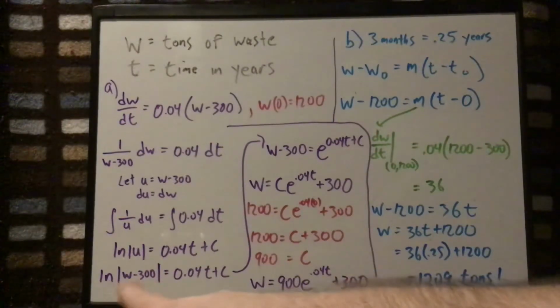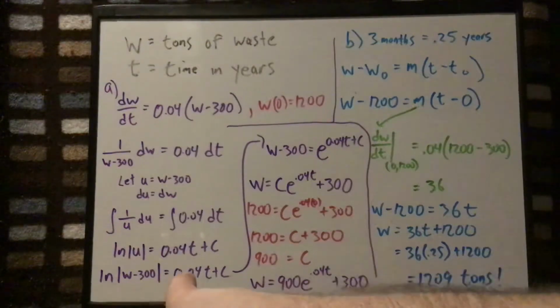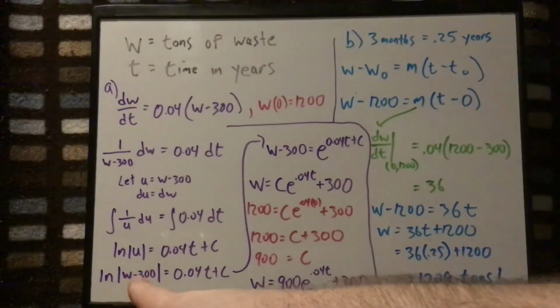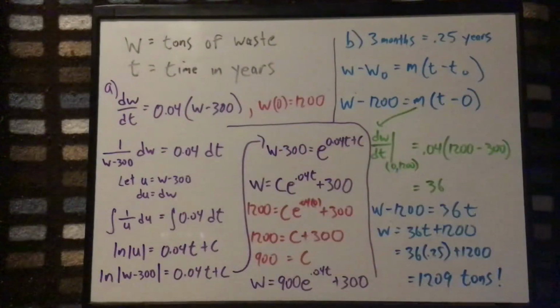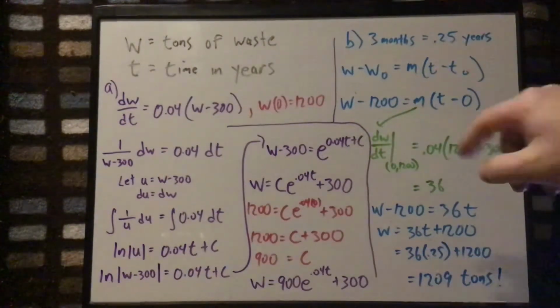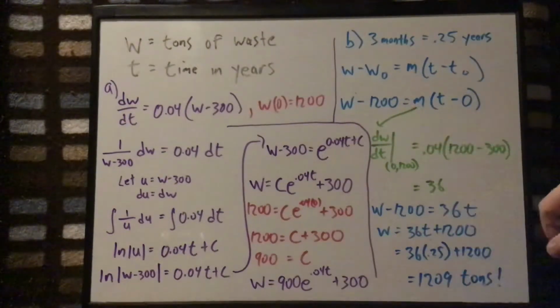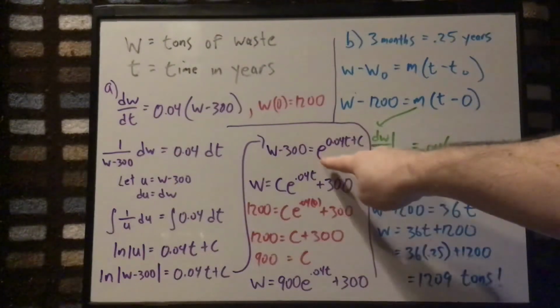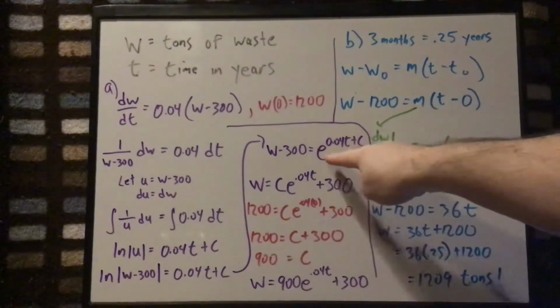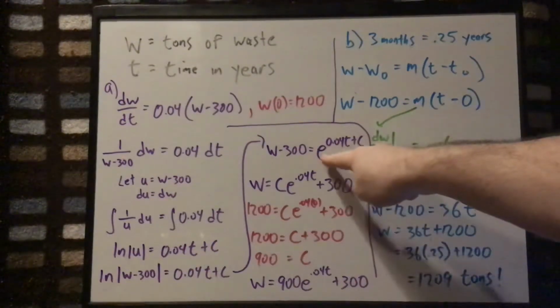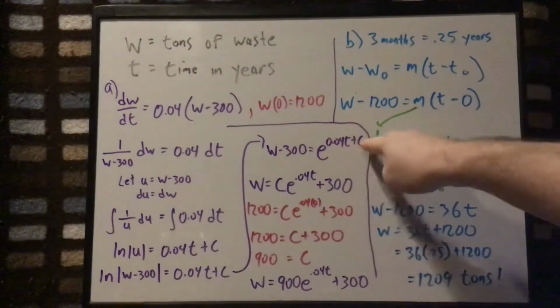So once again, I get rid of the absolute value bar and just make this natural log of w minus 300. And then to get rid of the natural log, we do the little thing with e. It's e to this power equals what's inside the natural log. So all of that is written here. I also use the trick where I get the plus c out of the exponent. So if you've been following the other videos, e to the 0.04t plus c is the same as multiplying by e to the c. So I get e to the 0.04t times e to the c.